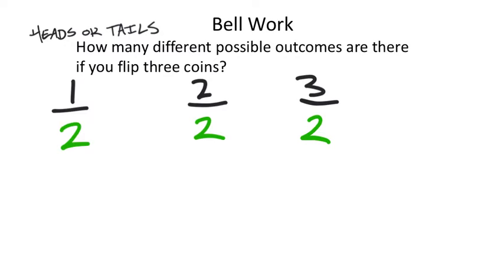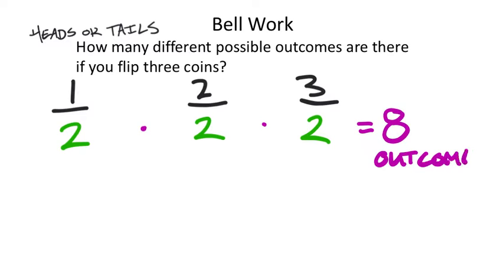I think one of the common mistakes we may see on this, while we're getting used to the fundamental counting principle, is that students may add these together. But the fundamental counting principle does not include addition, it only includes multiplication. So if we multiply these together, we would see that there are 8 possible outcomes.